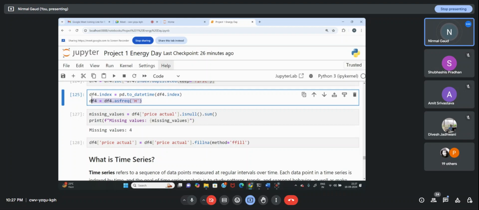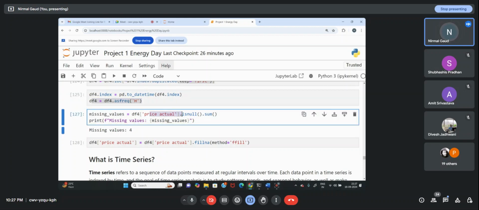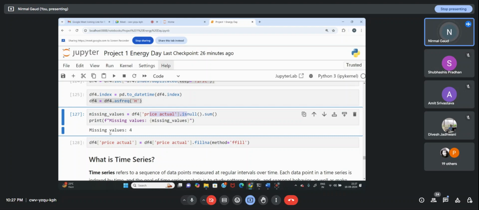Okay, as frequency hour. Then I checked whether there are any null values in the price actual or not. There are four null values in the price actual.